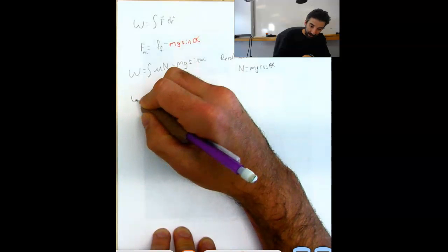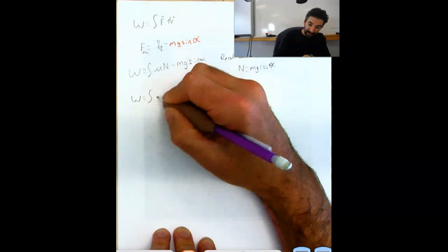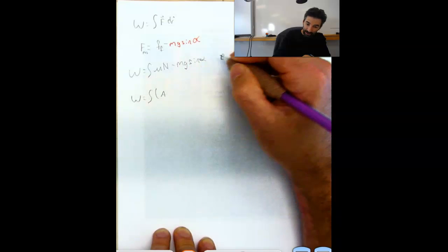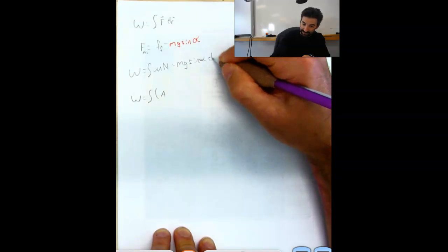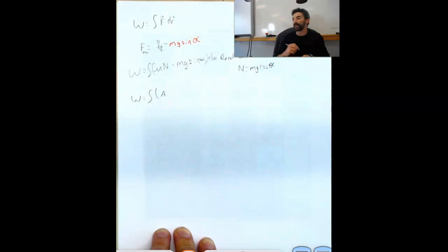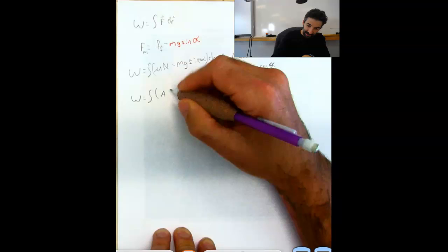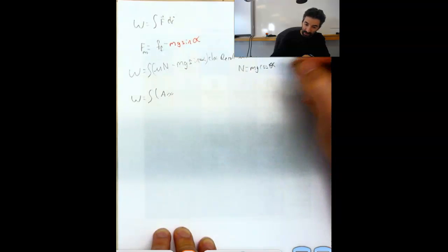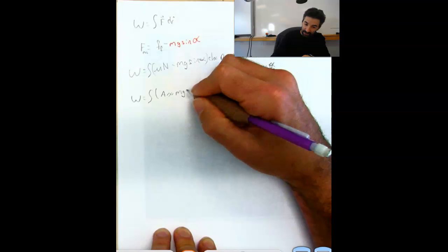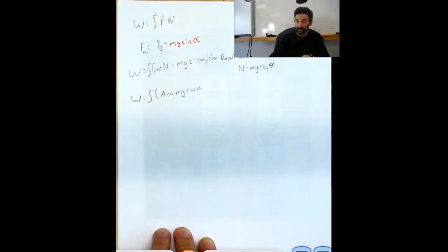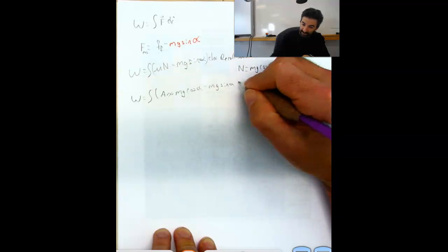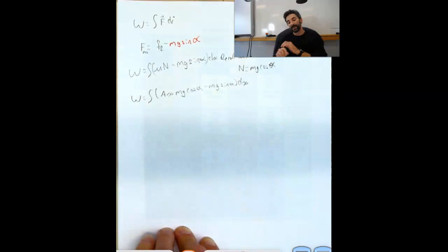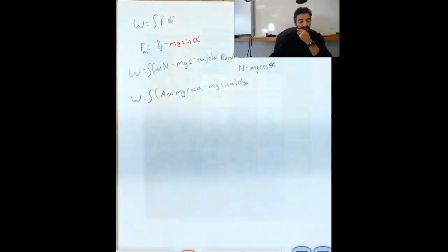So I have the work done is the antiderivative of, and I'm leaving out bad notation, dr is my general. This antiderivative, I'm going to have it as a dx because I'm using the x direction. So I have ax times my normal force, which is going to be mg cosine alpha minus mg sine alpha dx. So I'm taking the antiderivative of that entire thing.